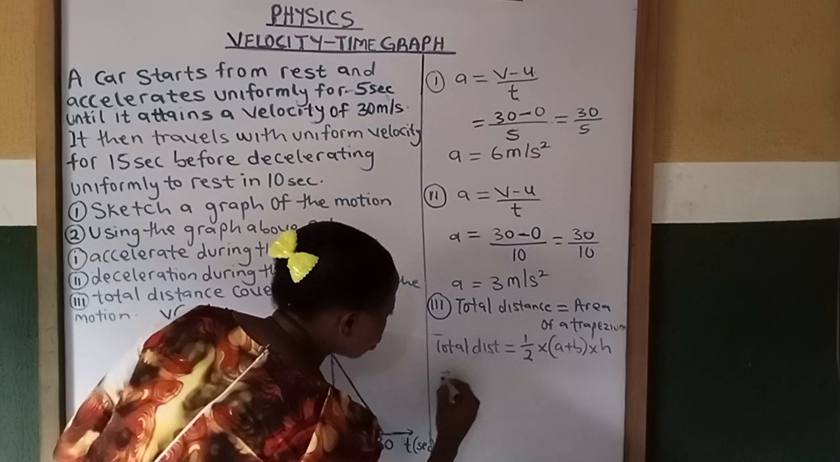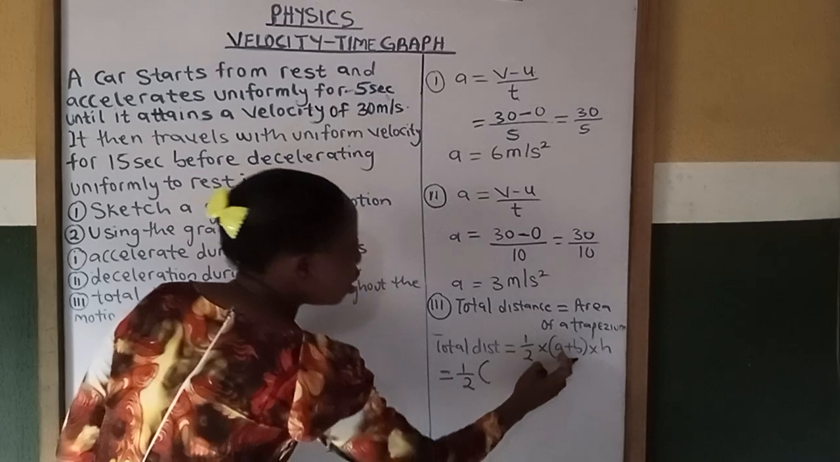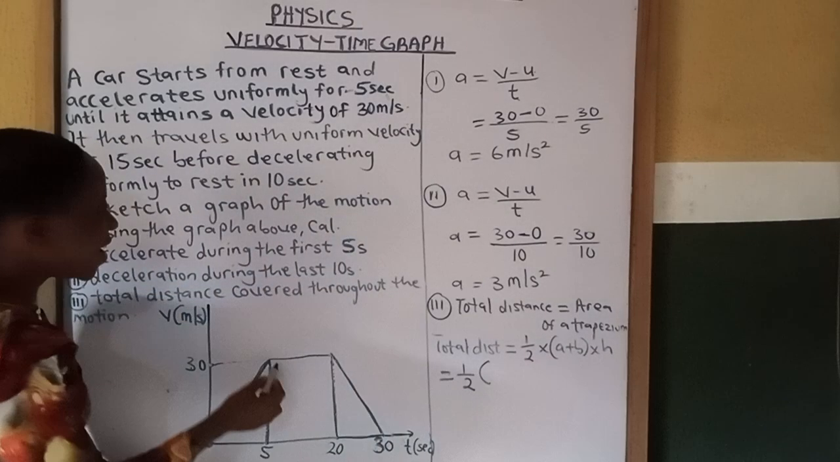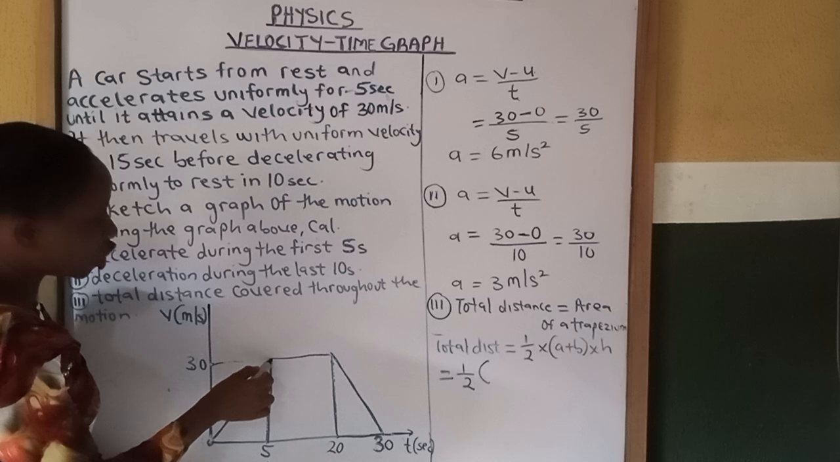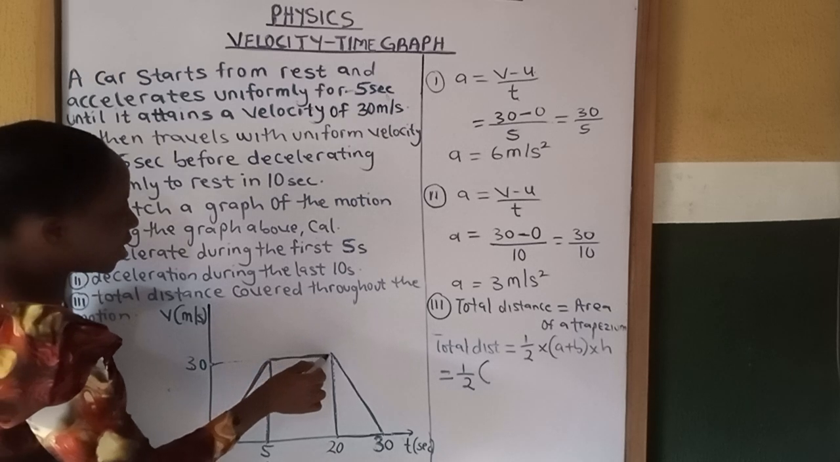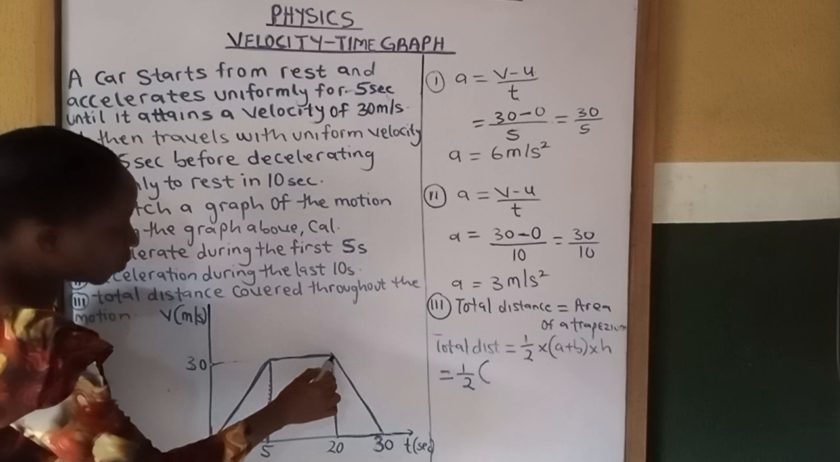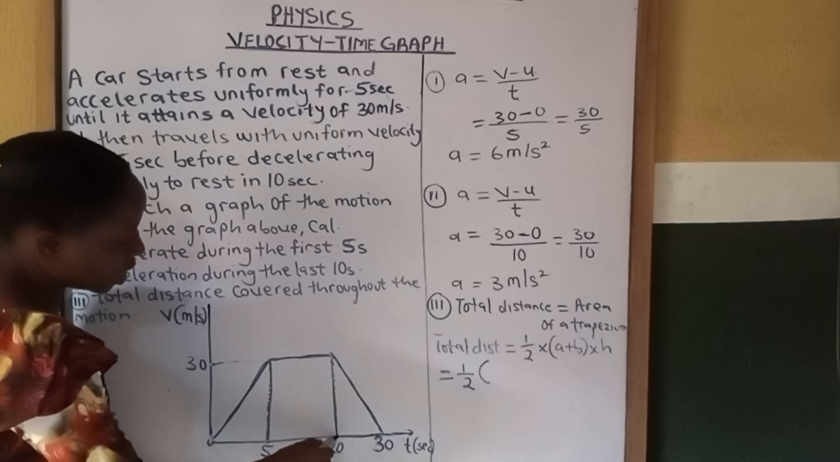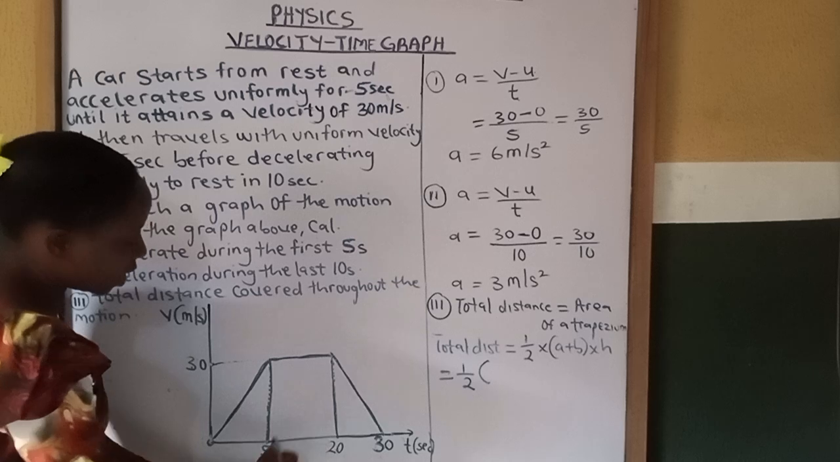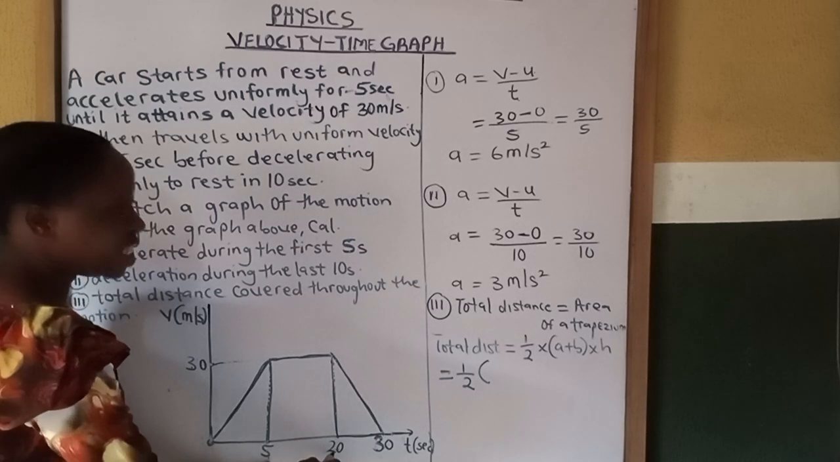So which is equal to 1/2 into bracket. What is your A? Your A is the first parallel line on the trapezium. This is our first parallel line, that is from here down to this place. So 20 minus 5 will give us 15. So the distance between 5 and 20 is 15.